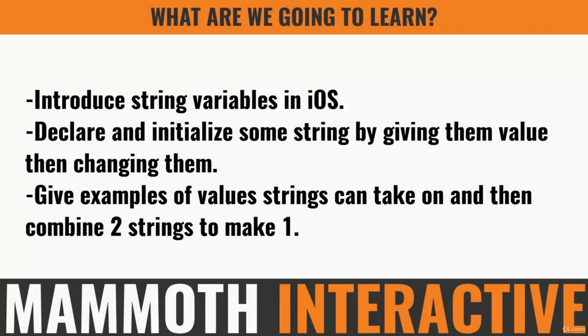In this final part of the tutorial, we will introduce string variables in the iOS system. So first we're going to declare and initialize some strings by giving them values, and then we'll change them later in the code. So first we'll give some examples of values strings can take on, and then we'll combine two strings to make one string using the concatenate function.